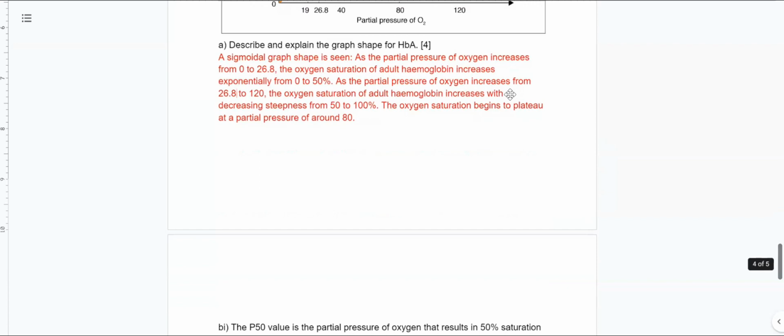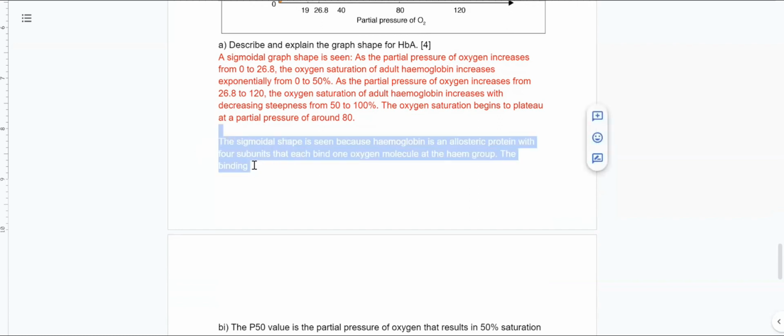Because that's not all for our answer. So far I've only described the graph shape. I haven't really applied any of my theory knowledge to explain the graph shape. So in my explanation, I'm just going to make reference to how there is subunit cooperativity in hemoglobin.